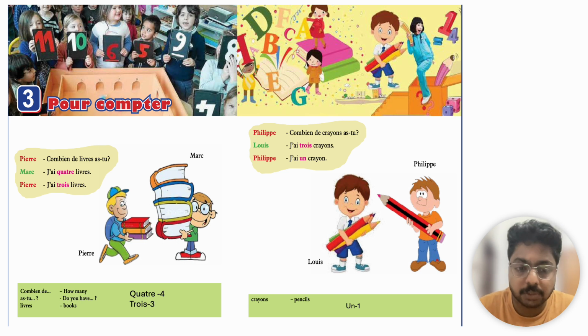Combien de livres as-tu? How many books do you have? Livre means books. The meaning of livre is given here. Combien de livres as-tu? As-tu means do you have. So by combining these words, we will get how many books do you have. Pierre is asking Marc, how many books do you have?